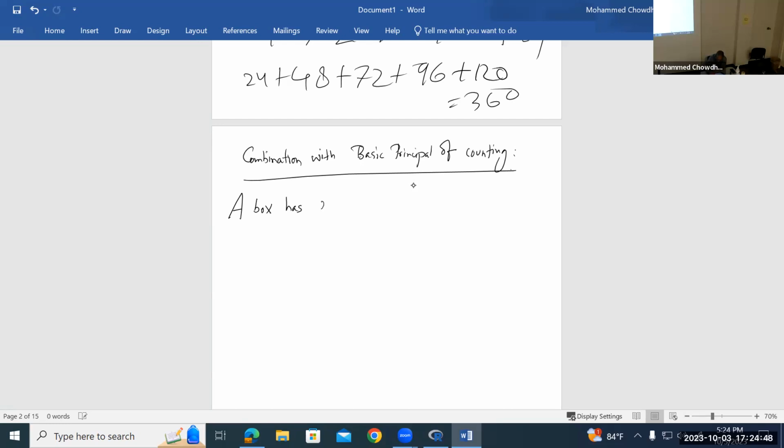A box has 20 marbles. 8 of them are red. 5 of them are white. 4 of them are blue.